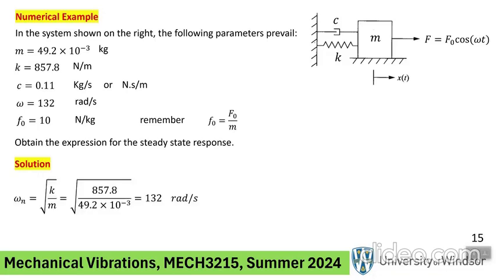Okay, so first we find the natural frequency, square root of k over m, which is 132, which tells you that actually the driving frequency is the same as the natural frequency. Therefore, we're kind of at resonance, where r is equal to 1, r is equal to omega over omega n. Remember that? And we'll use that later.